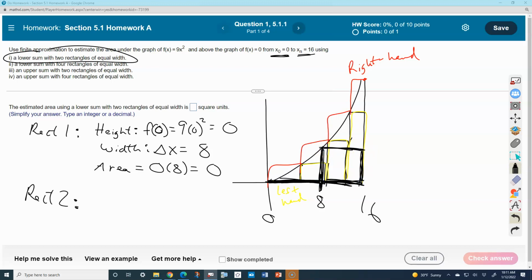Okay, my second rectangle is going to start where this one stopped. My first rectangle stopped at 8, so my second rectangle is going to start at 8. So it's going to go up to the height of the curve at 8. So my height is f of 8, which is pretty darn high. It's 9 times 64, it's 640.